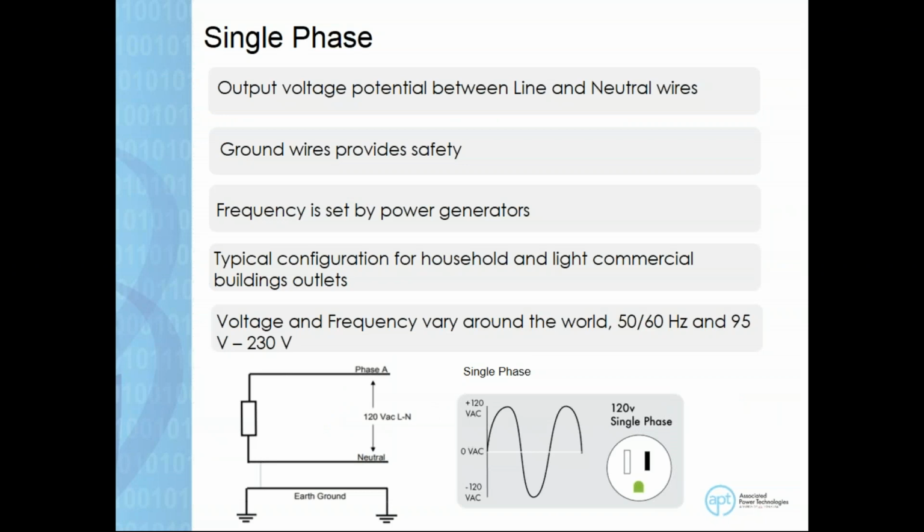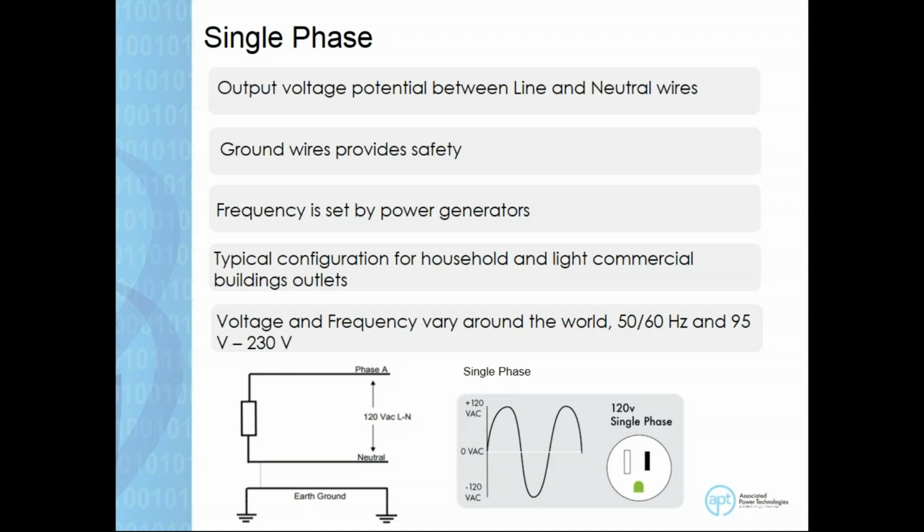Let's discuss these in detail. So when you have a single phase output or single phase requirement, usually the single phase outputs are meant to be line and neutral. Now the voltage presented by the outlet is between line and neutral. The ground is there for safety, for any fault current that may be required to be routed to ground.